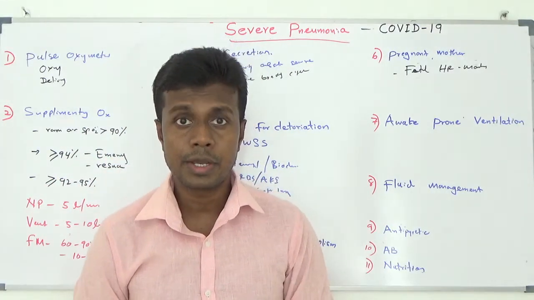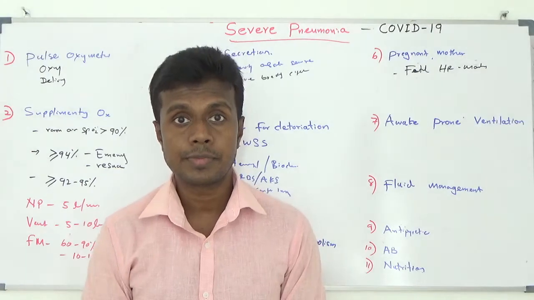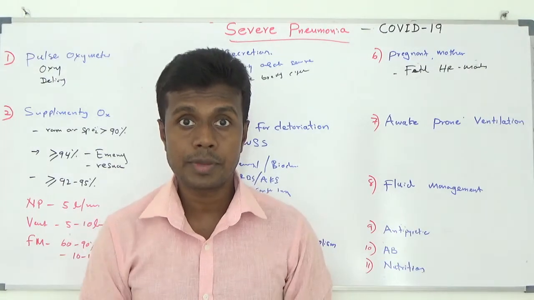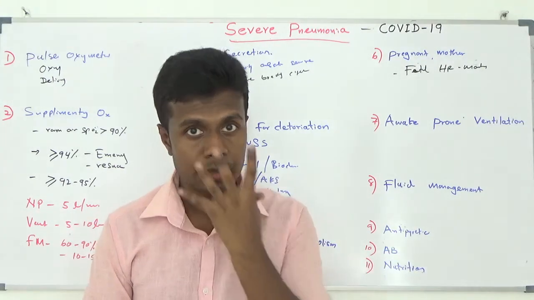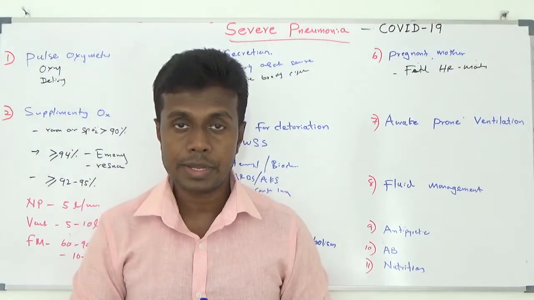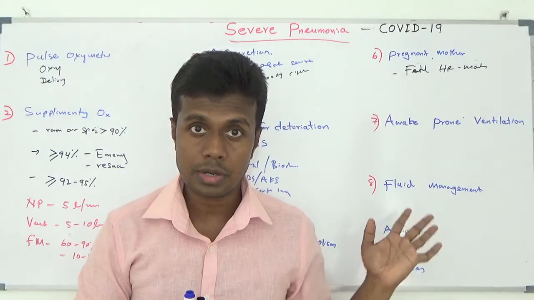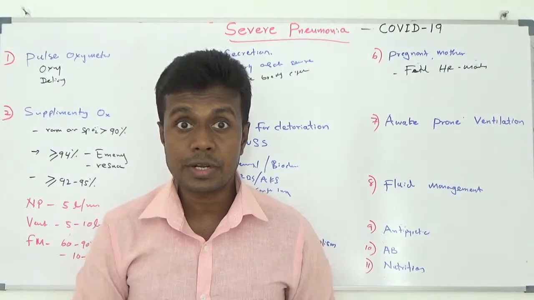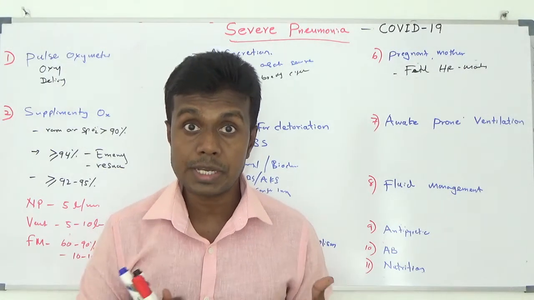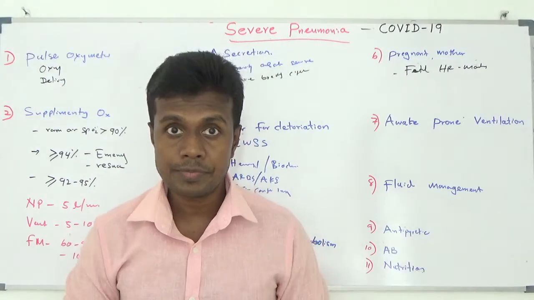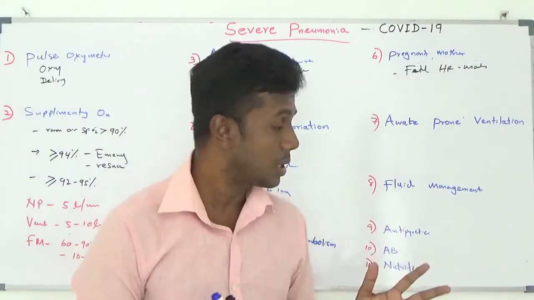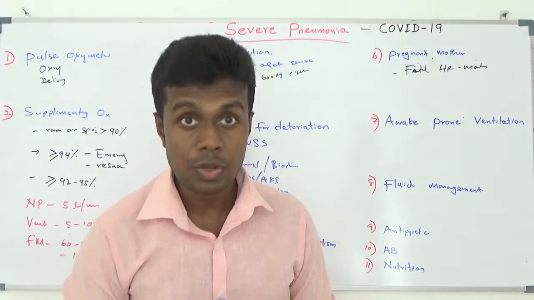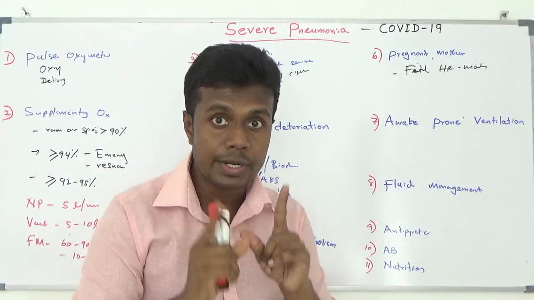Number 7, consider awake prone ventilation. What does that mean? Usually we are in the supine position when we are sleeping. Try to turn your patient into the prone position, keep a pillow here and put on CPAP or oxygen that way. That is called awake prone ventilation. Some people find it very difficult to stay in the prone position. They will experience pain when we are doing awake prone ventilation. Some people can deteriorate hemodynamically because of the abdominal compression.